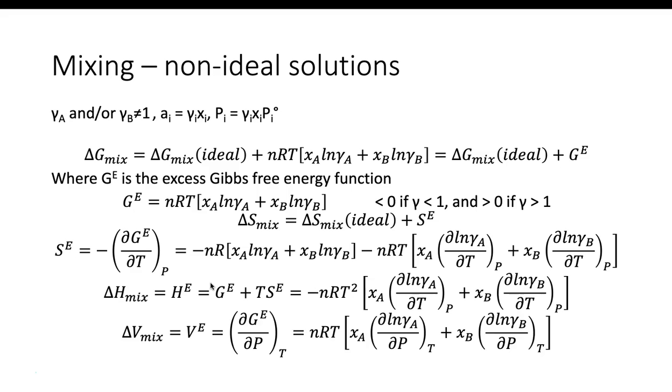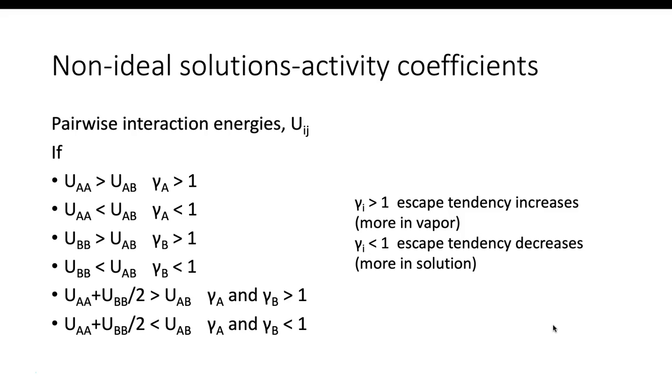All right, and then the last one is delta V mix. I'm not going to show delta U mix. You can rearrange that as well. It is the excess volume, because delta V mix is equal to 0 for ideal. It's this partial derivative. And once again, we don't know whether the activity coefficients are independent of pressure in both cases. And so that would be our mixing for non-ideal solutions.